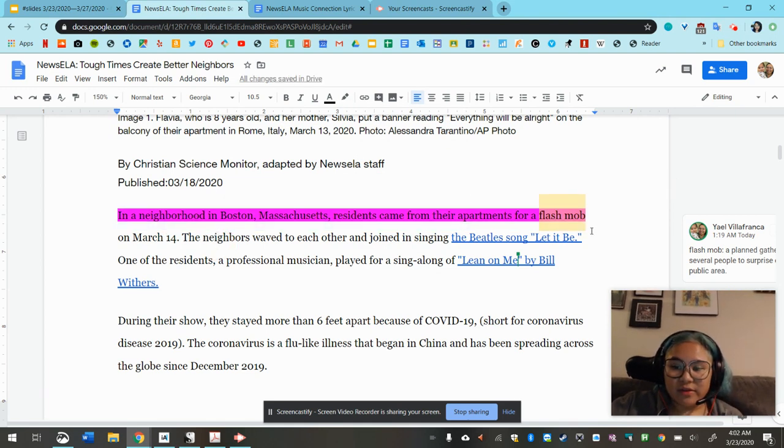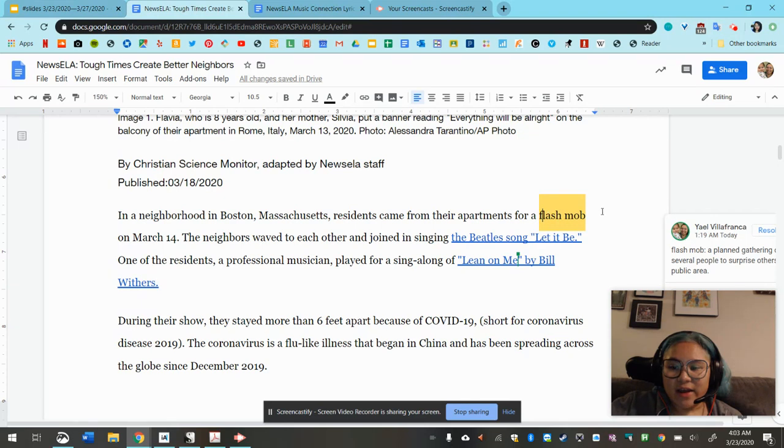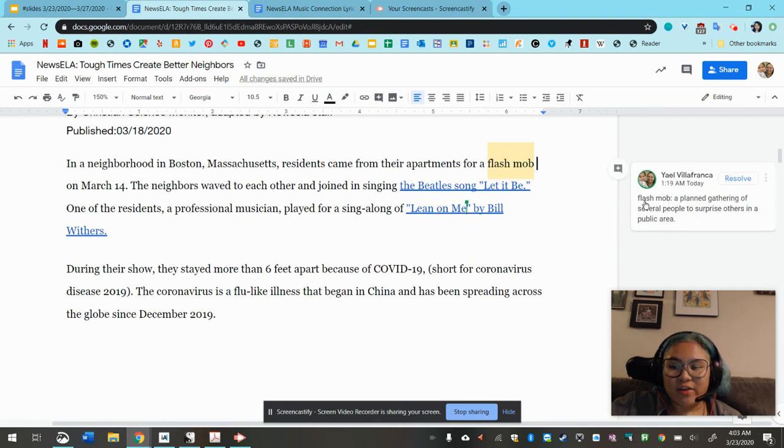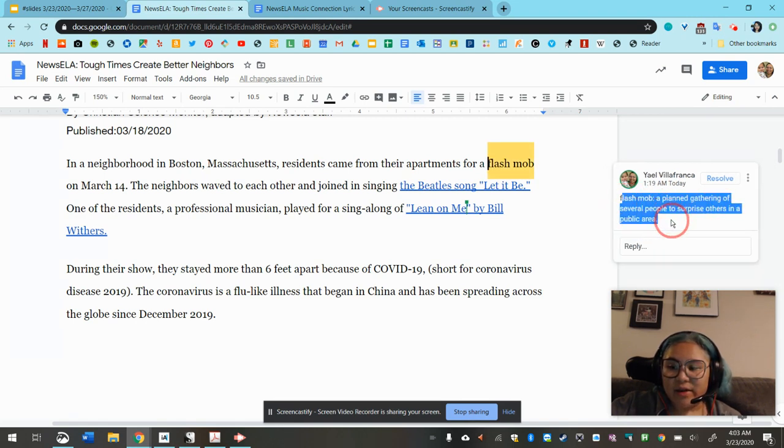You may notice that before I highlighted that sentence, the words flash mob are already highlighted in yellow. And what that is, is a comment by me where I give you the definition for what a flash mob is. And a flash mob, if we look on the right here, is a planned gathering of several people to surprise others in a public area.